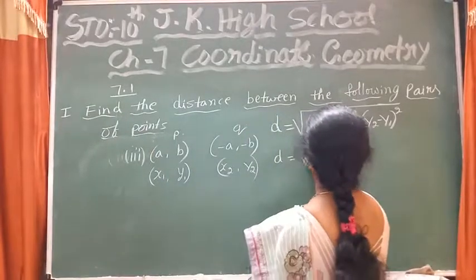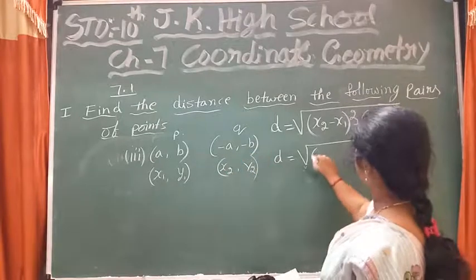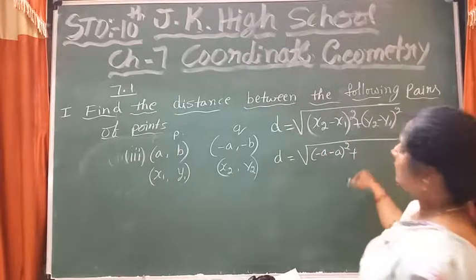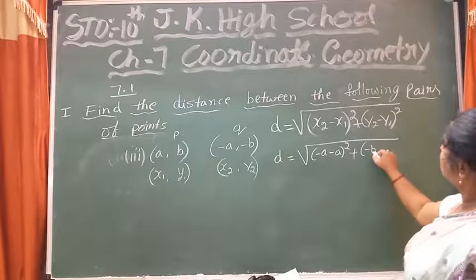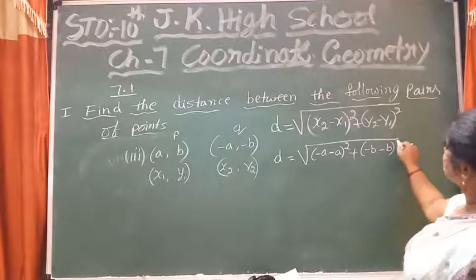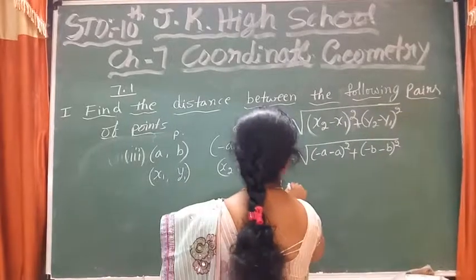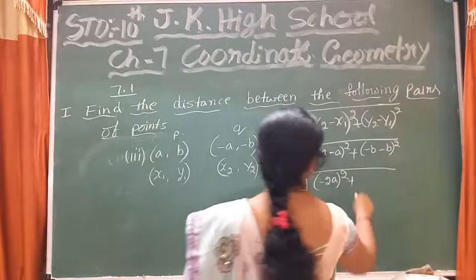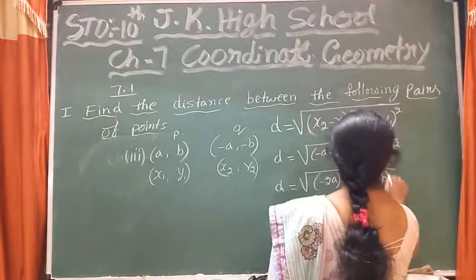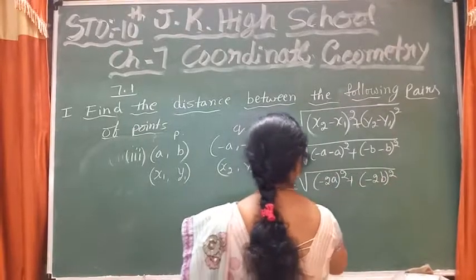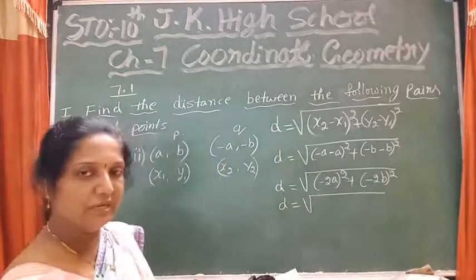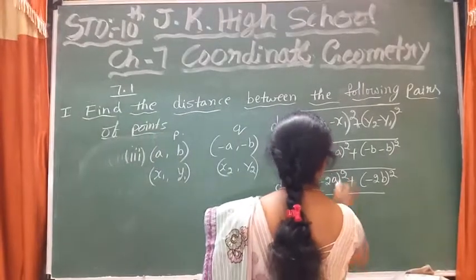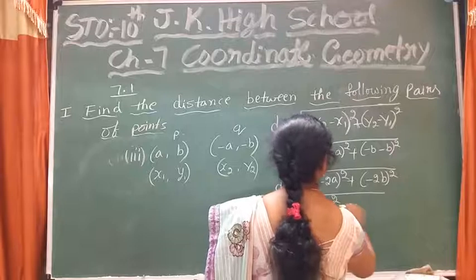D is equal to square root of x2, which means minus a, minus x1, which is a, whole square. The y2 value is minus b. The y1 value is b. Substitute and simplify now. D is equal to minus a minus a is minus 2a whole square, minus b minus b is minus 2b whole square. Then after simplification, if a minus sign multiplies twice it becomes positive. Minus 2a squared becomes plus 4a square. This is also 4b square.